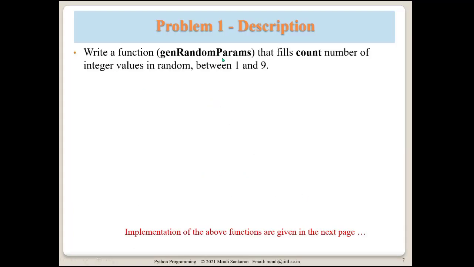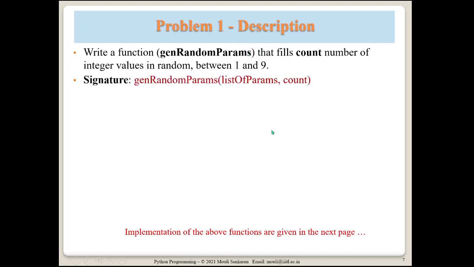Write a function, get random parameters, that fills count number. Okay, I have not mentioned that. You are going to pass the count, which is how many random parameters you want this function to generate, because it is a configurable parameter, right? If you want 10 parameters, you should pass 10 to that function. So that count is going to be passed to this function.